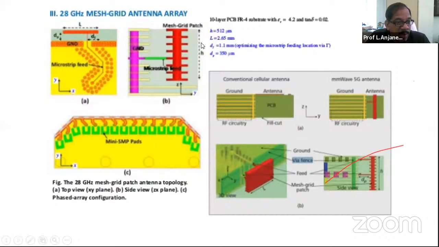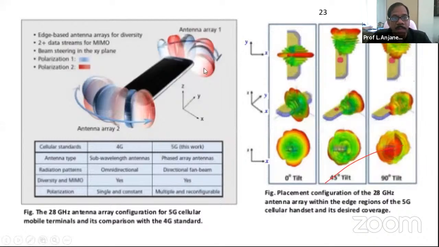As you see here, some of the dimensions, H, L, and various others are shown. This H is only about 512 micrometers. So that's the kind of thing we are talking about, which is actually designed and fabricated inside this one, and a microstrip feed is used here. So that kind of an array is designed, and as you see in the second diagram, it is integrated into the side of the cell phone, somewhere here. Integrated into the cell phone.